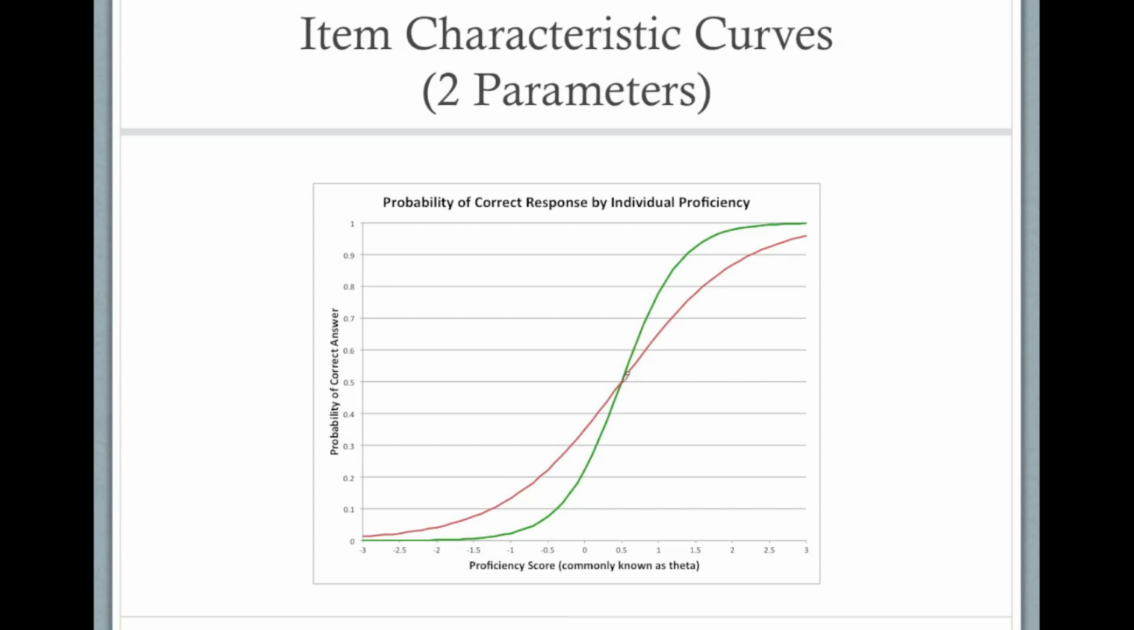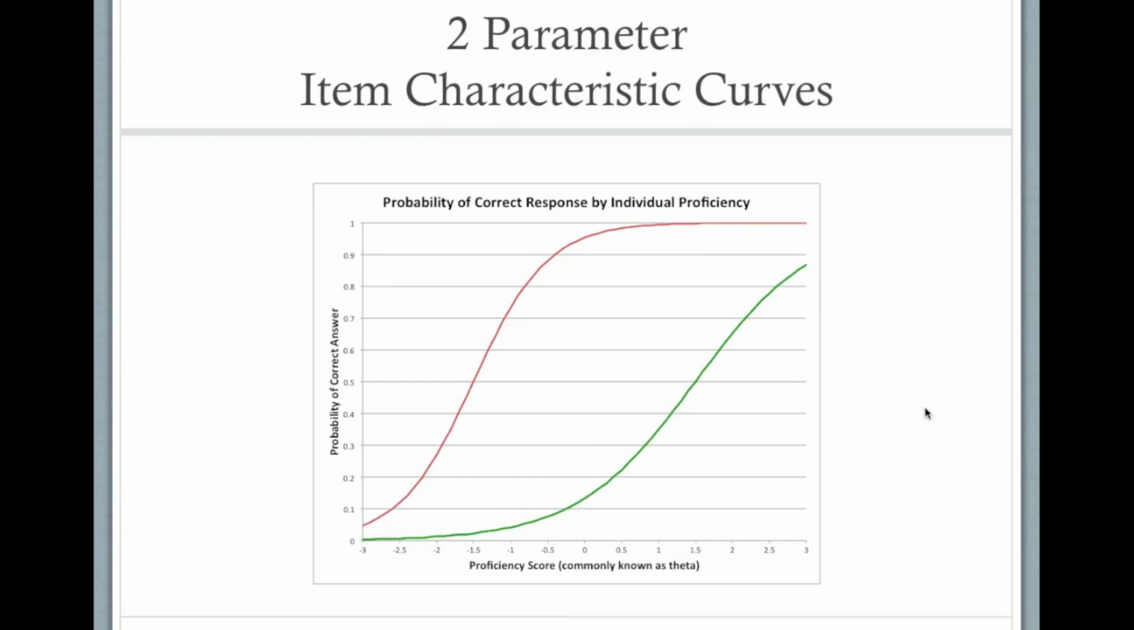Now let's look at what happens when we change the discrimination parameter on our item characteristic curves. You can see that these two items have the same difficulty. An individual needs a proficiency score of about 0.5 in order to have a 0.5 probability of answering the item correctly. The difference between these two curves is the value of the discrimination parameter.